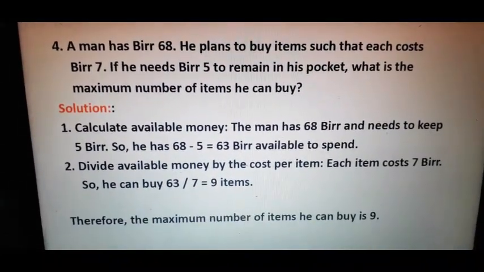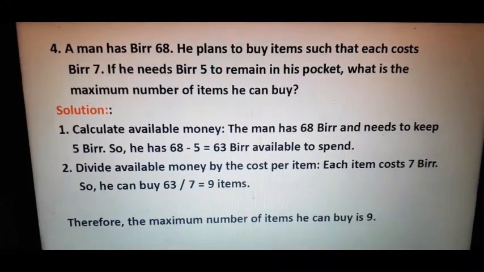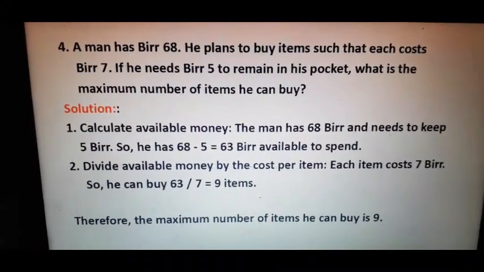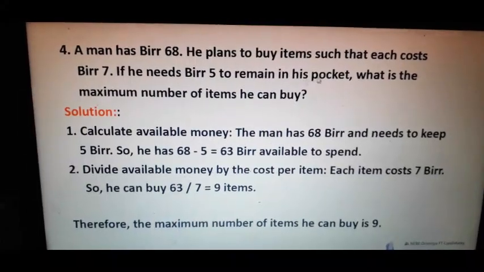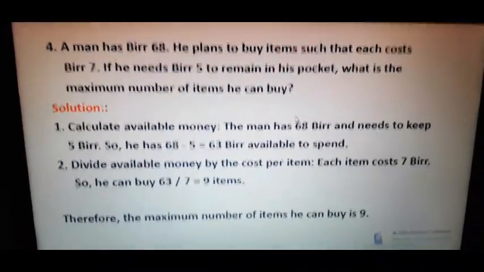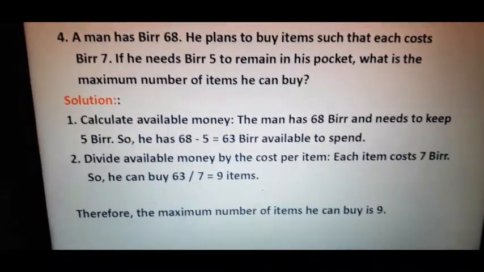Therefore the maximum number of items he can buy is 9, because the 5 birr is left in his pocket.